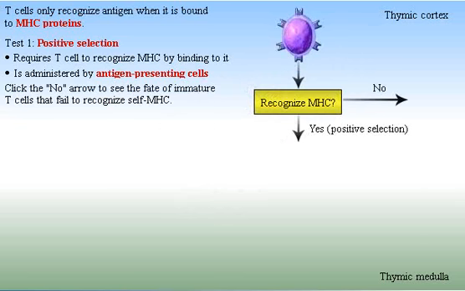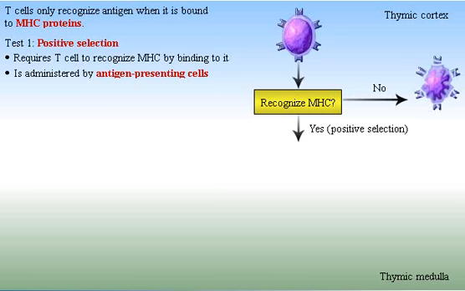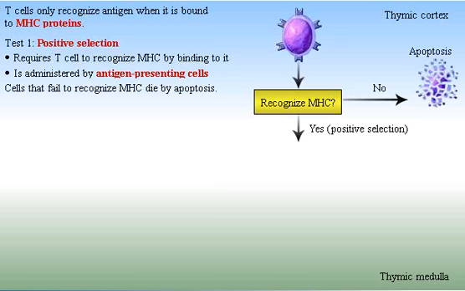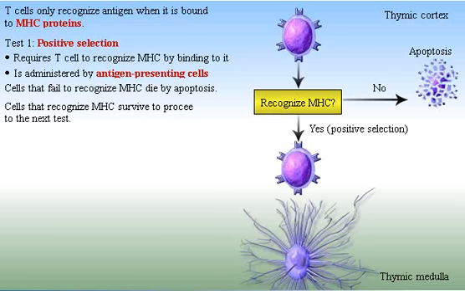Click the No arrow to see the fate of immature T cells that fail to recognize self-MHC. Cells that fail to recognize MHC die by apoptosis. Click the Yes arrow to see the fate of cells that recognize self-MHC. Cells that recognize self-MHC survive to proceed to the next test.